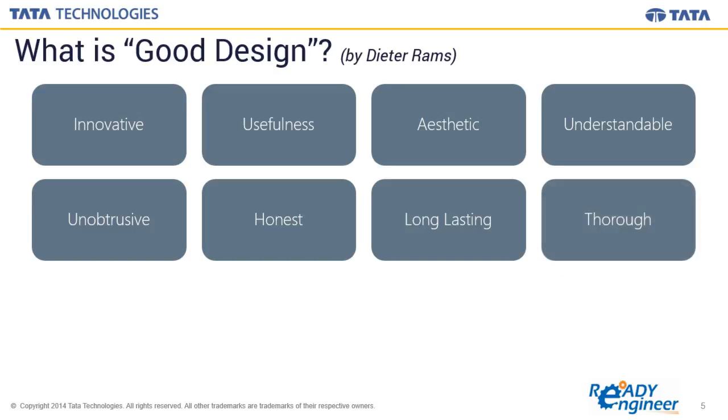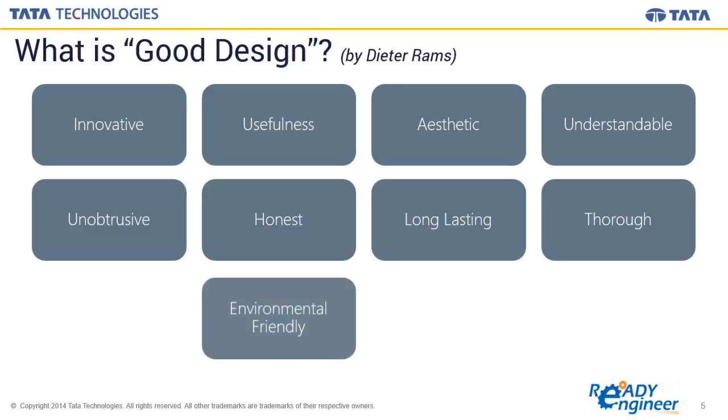Any design has to be very thorough. It should be thorough in what it is supposed to do. It is a combination of understandable, useful, and honest. But thorough is where you have to see what exactly is required in that design and whether it is giving any value to that design or not. So that's what thorough is.